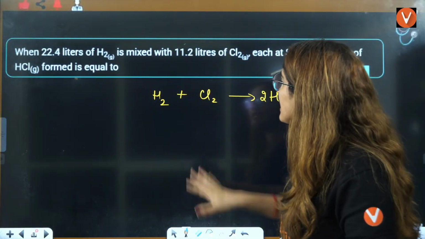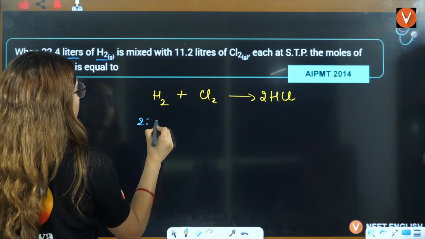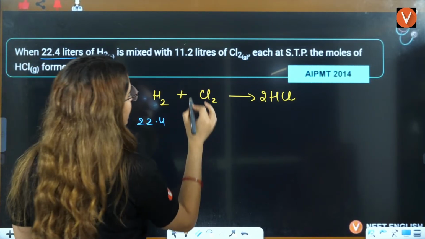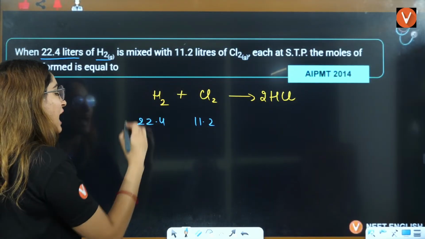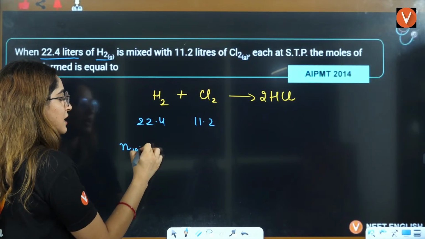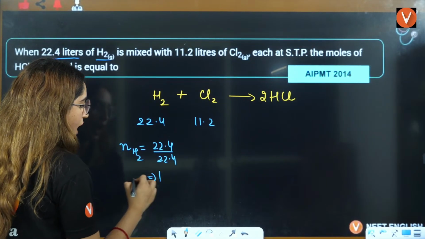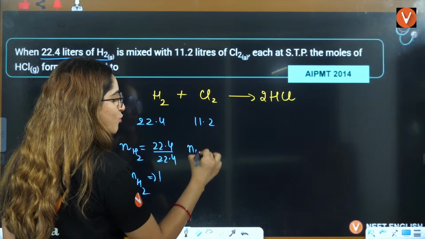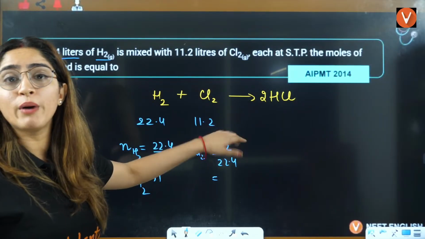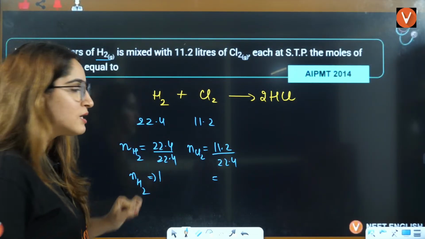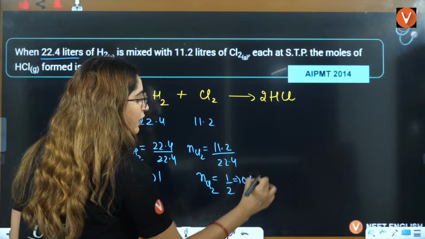So let's see this here. This is the reaction. They have given me 22.4 liter of H2. They have given me 11.2 liter of Cl2. That means I can easily calculate the number of moles of H2 here. That is going to be 22.4 divided by 22.4, that is 1. I can easily calculate the number of moles of Cl2 here, that is 11.2 divided by 22.4, given volume by molar volume. Number of moles formula, right? So number of moles of Cl2 is going to be 1 by 2, that is 0.5.